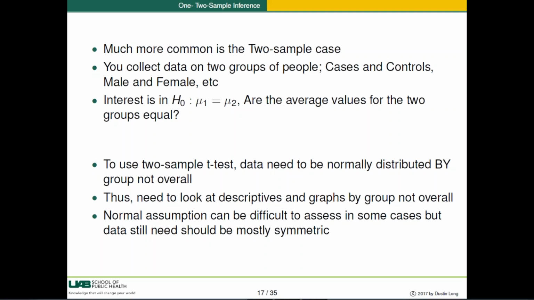The normal assumption can be difficult to assess in some cases, but the data still needs to be mostly symmetric. That's really the key, is to look for symmetry. That's really where you want to use the graphs. It's just kind of look and see, does it feel good or feel bad? Because it turns out the t-test and two-sample t-test is really robust, meaning that if it's not quite normally distributed, it still does really well. But if it's not normally distributed at all, it's not symmetric, then you have non-parametrics, which we're not going to cover today.